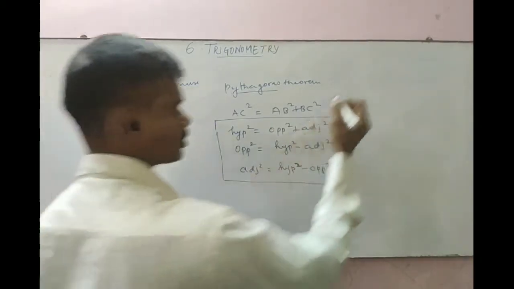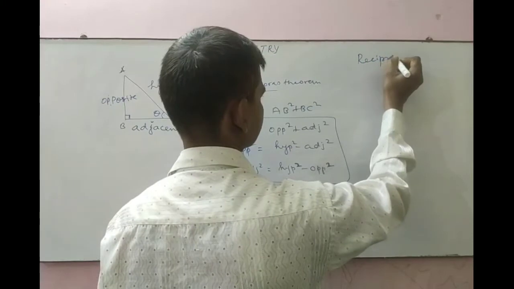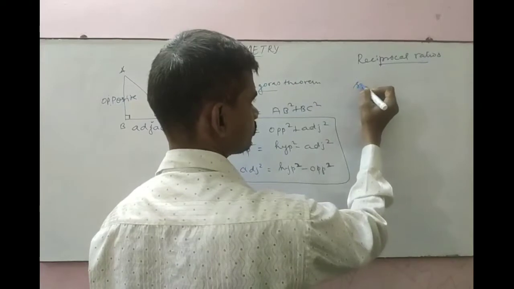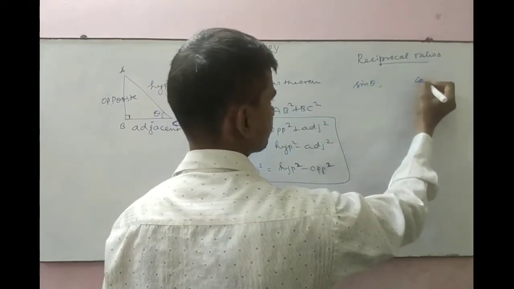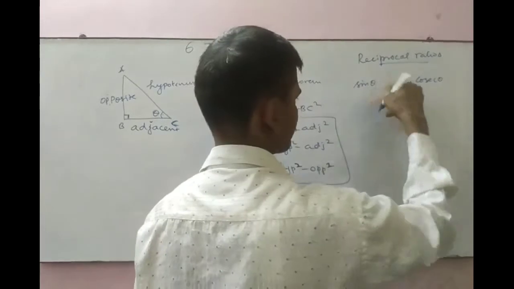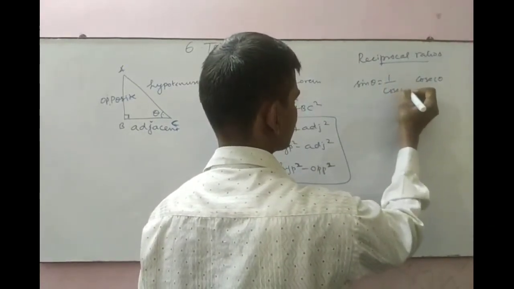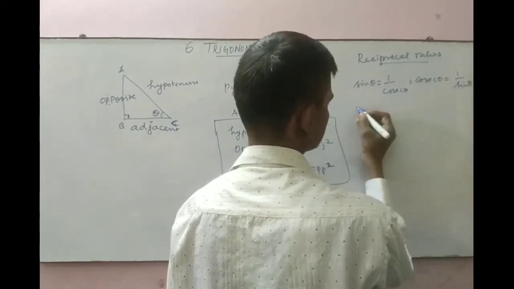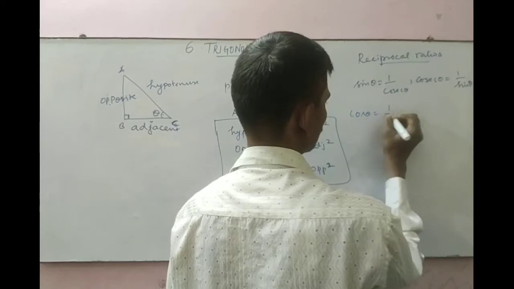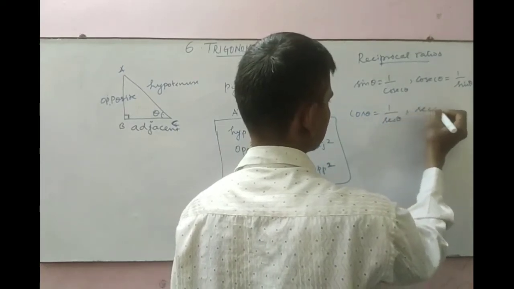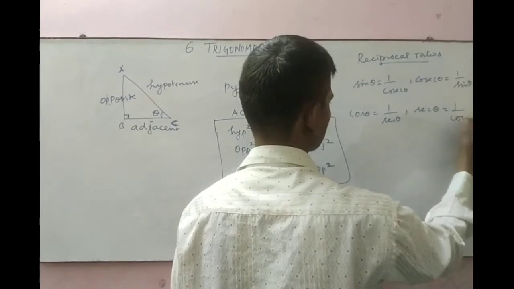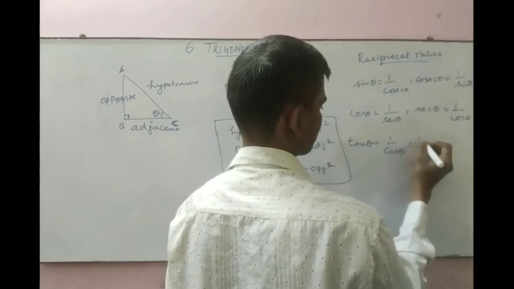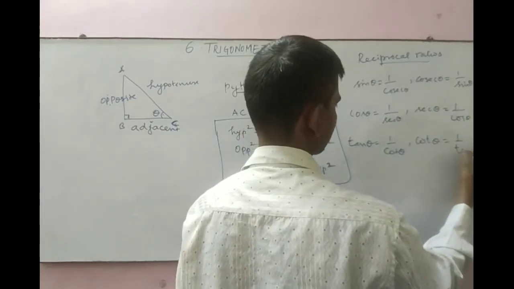We are going to see the reciprocal ratios. Reciprocal ratios I already told you. Sin oda reciprocal யாருன்னு பார்த்தீங்கன்னா cosecant. Sin theta can be written as 1 by cosecant theta, or cosecant theta can be written as 1 by sin theta. Next, cos theta can be written as 1 by secant theta, or secant theta can be written as 1 by cos theta. Like that, tan theta is equal to 1 by cot theta, or cot theta can be written as 1 by tan theta.